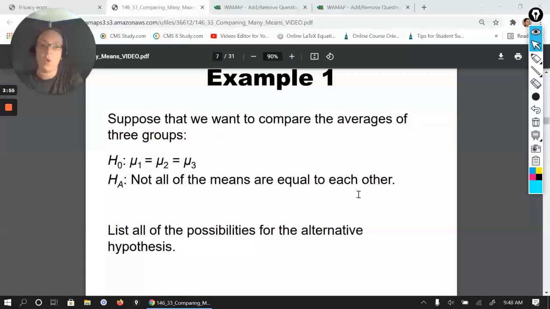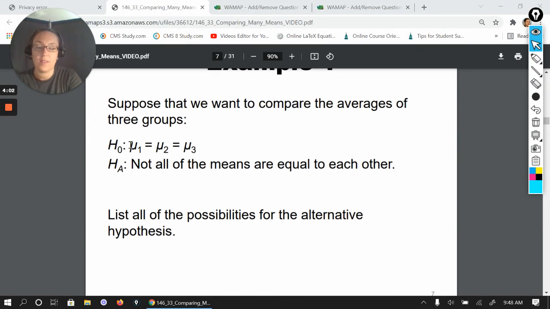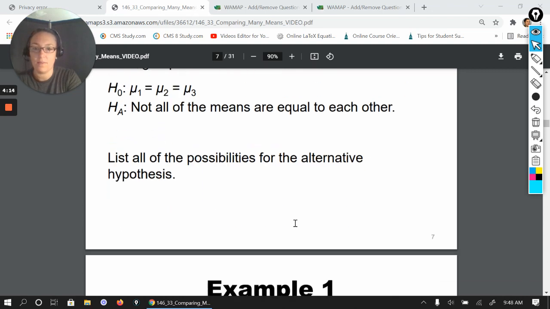Here's example 1. Suppose that we want to compare the averages of 3 groups. So the null hypothesis would say that all 3 means are equal, and the alternative hypothesis would say that not all of the means are equal to each other. List all of the possibilities for the alternative hypothesis.